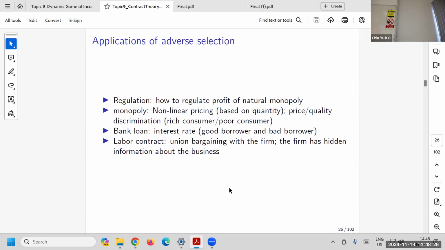So that can actually apply to at least 4 different contexts. There are more. The first is that it tells us how to regulate a monopoly.